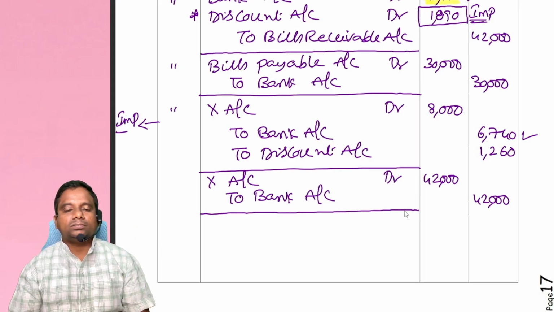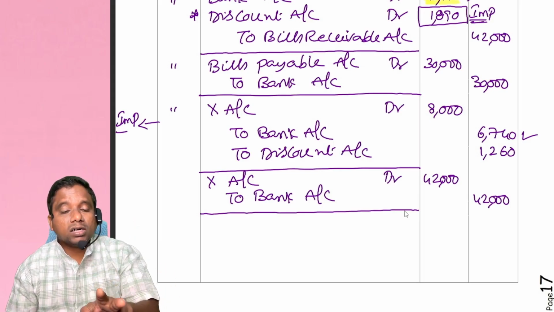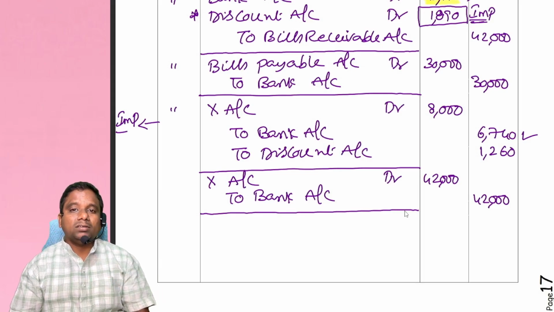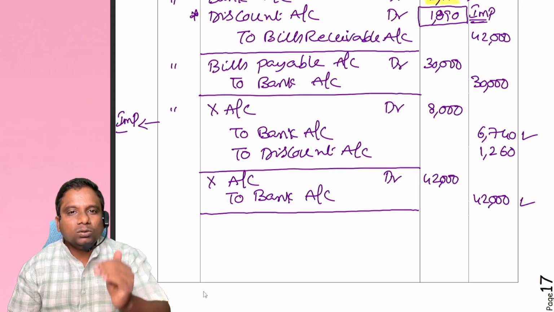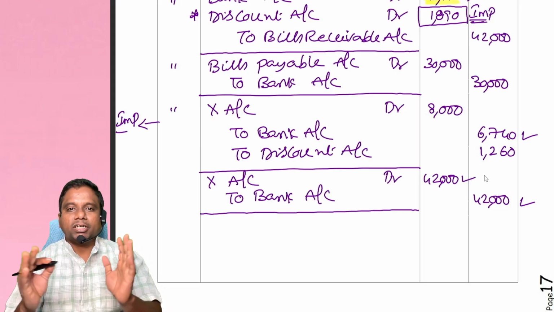Yes or no? If X fails to honor the bill, then Y has to honor the bill, na? That's why Y is paying the bill amount 42,000, the same amount he could recover from X, 42,000.